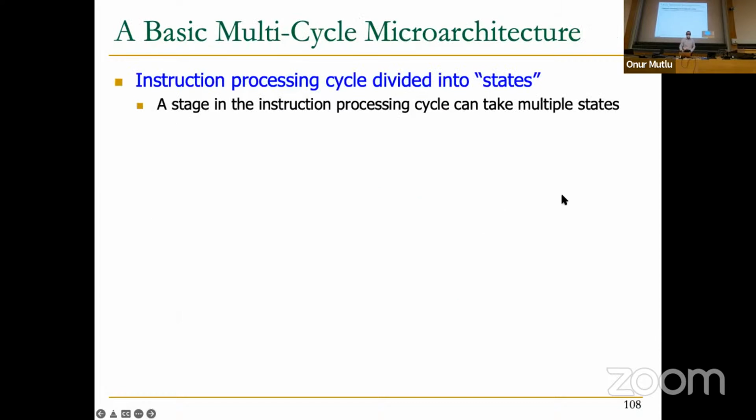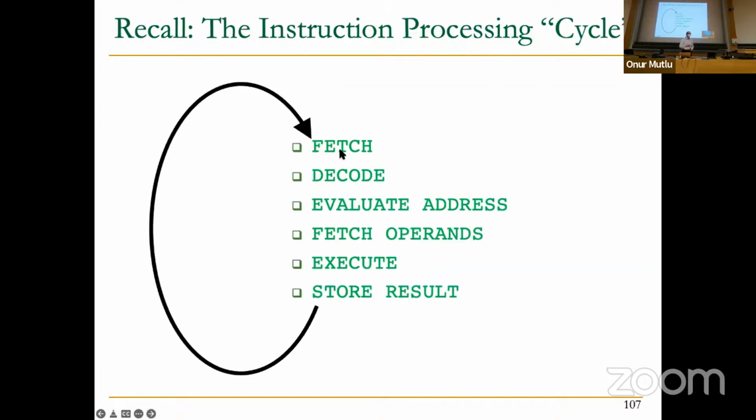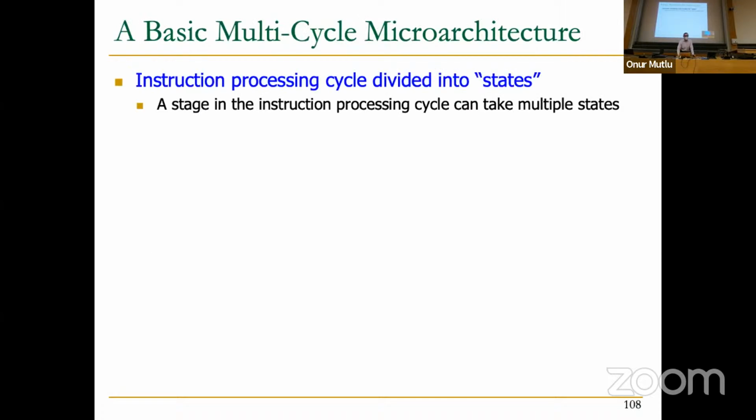So let me go into a little bit more detail. We're going to divide the instruction processing cycle into states. And a stage in the instruction processing cycle can take multiple states. So if you go back to this, fetch can take 5 states, for example, or 3 states, or 4 states. And you can stay 100 cycles in that fetch state, for example. For example, there could be a memory access state in that fetch stage, and then you can stay there for 100 cycles, as we will see. So basically, you can accommodate very long latencies this way.